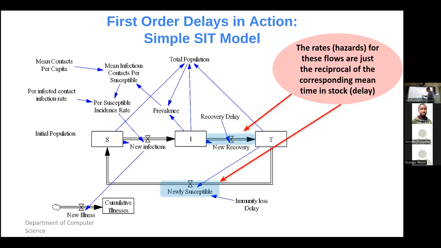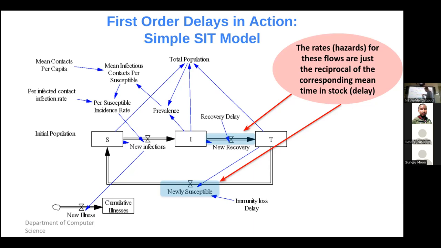So the formula for new recovery here will be the number of people in this stock or compartment or state variable, whatever your name for it, divided by the recovery delay. And that's a model of a memoryless transition process. It doesn't matter how long I've been in the state I, my chance of leaving per unit time is the same. In short, this is the unit of homogeneity in the model.